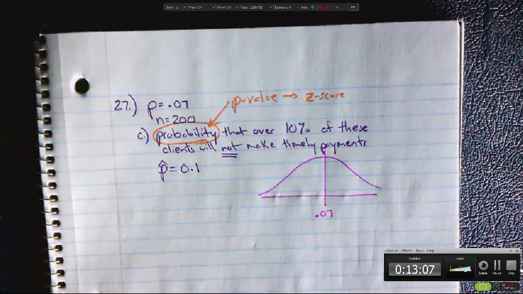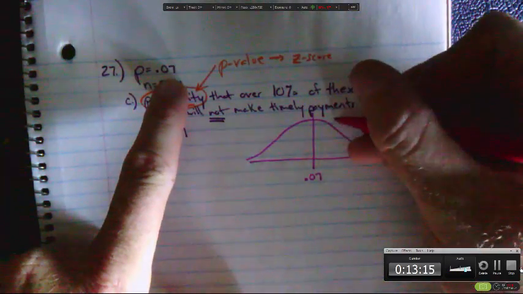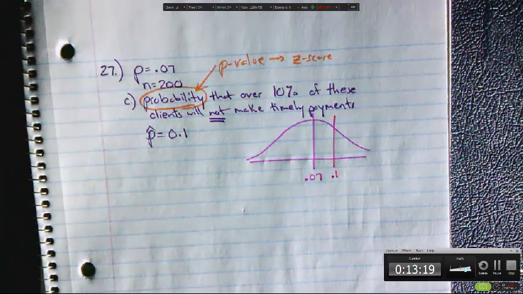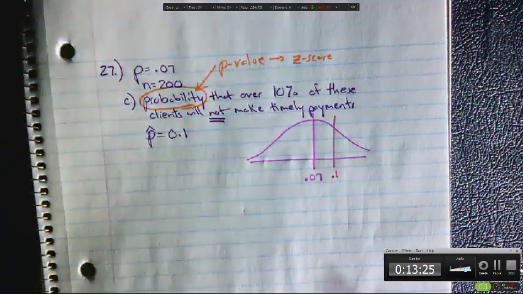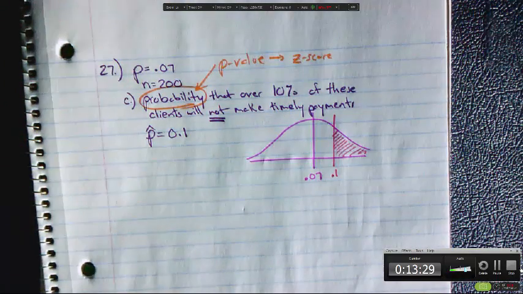They're asking about 200 people. So in regards to 0.07, where is 0.1? Is it above or below? It's above. All right, 0.1 is going to be somewhere over here. And it says, what's the probability that over 10%? So is that to the right or to the left? That's to the right. So we need to know the area of this region.